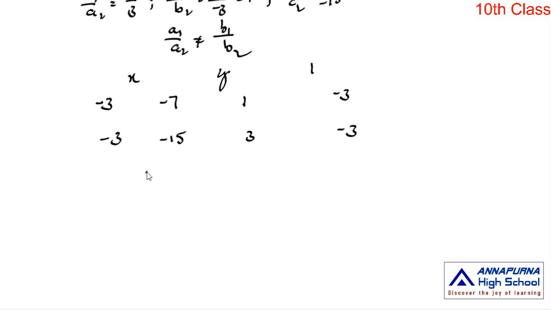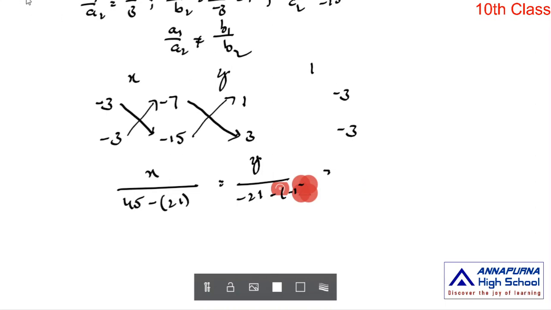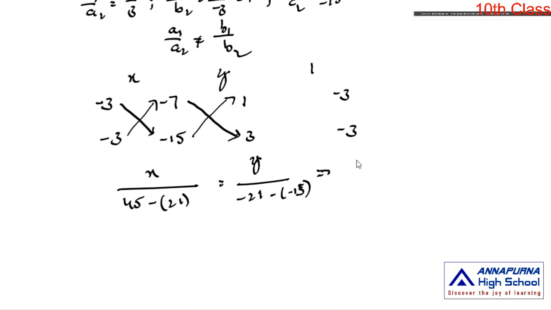Okay, then x by minus 3 into minus 15, plus 45, minus of minus 3 into minus 7, plus 21, is equal to y by minus 7 into 3, minus 21, minus of minus 15 into 1, minus 15, is equal to 1 by 1 into minus 3, minus 3, minus of 3 into minus 3, minus 9.